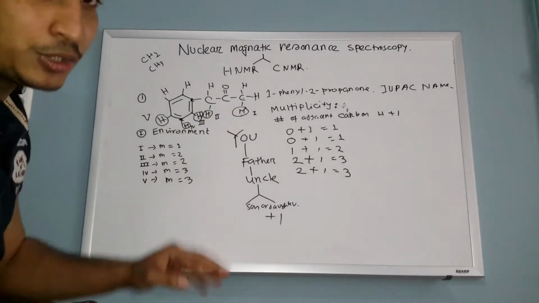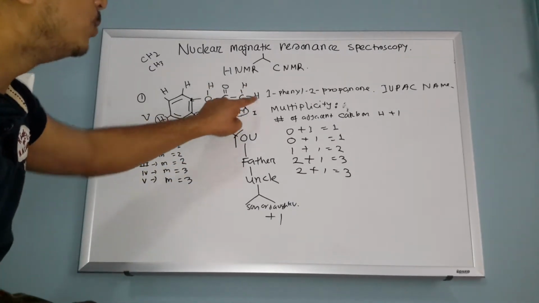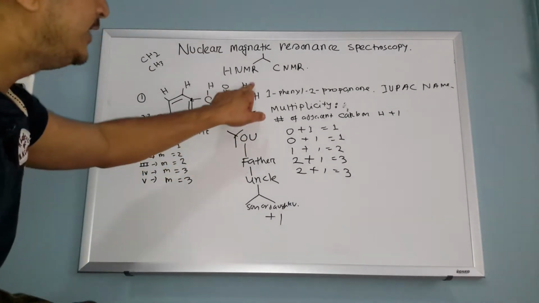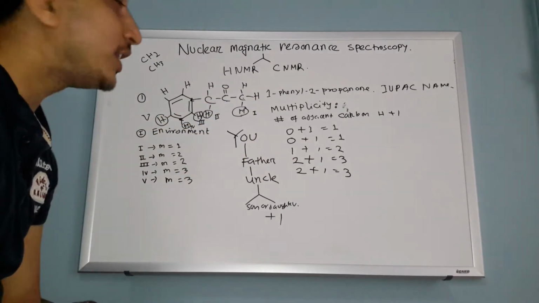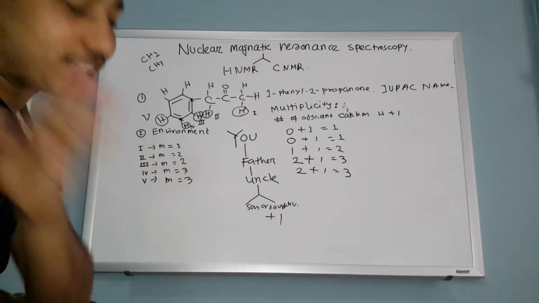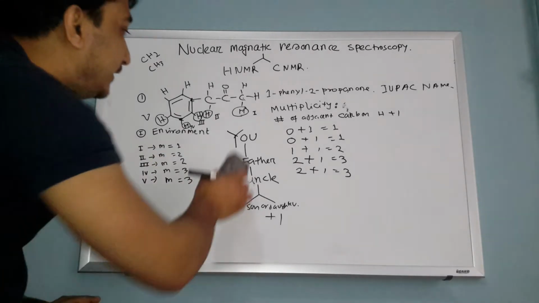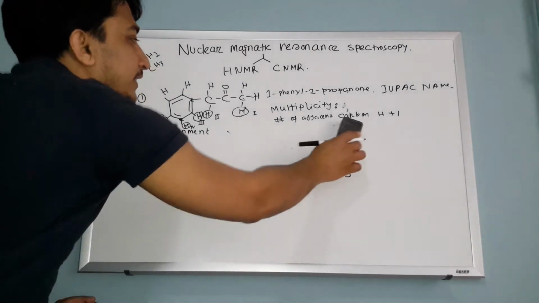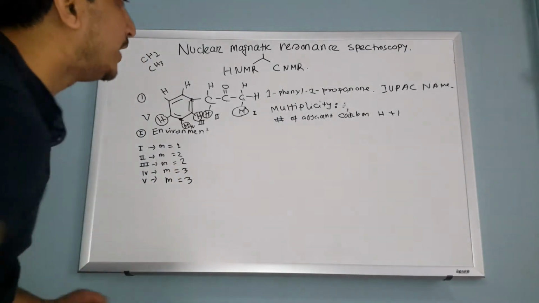And some students count them too, but this is wrong. Why? This 2 hydrogen is your brother, and you cannot count your brother. That's it. Then the very easy thing right now is you have to figure out the what?